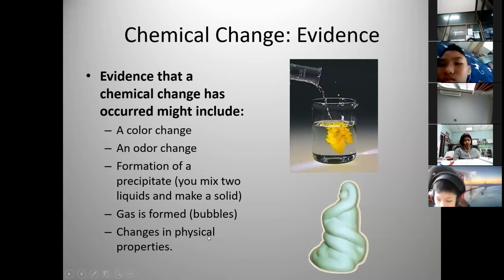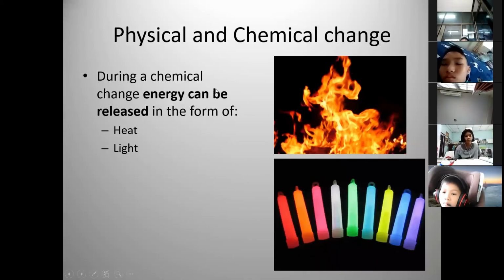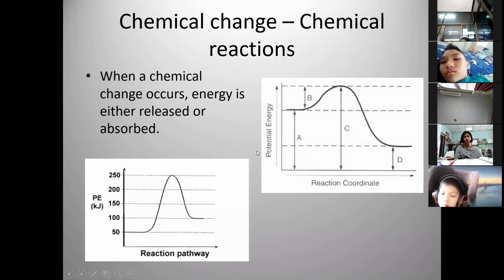Next, change in physical properties. During a chemical change, energy can be released in the form of heat or light. So in these two examples, there are chemical changes happening. When a chemical change occurs, energy is either released or absorbed.